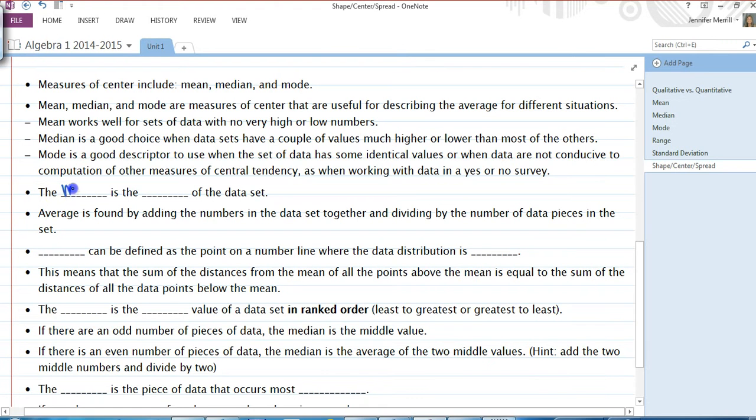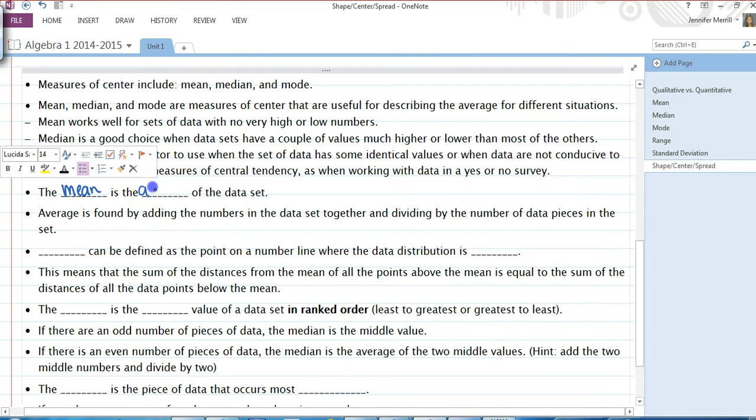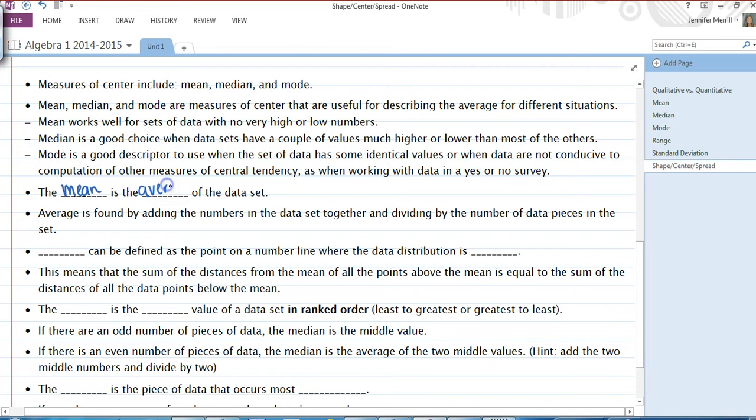The mean is the average of the data set. The average is found by adding the numbers in the data set together and dividing by the number of data pieces in the set.